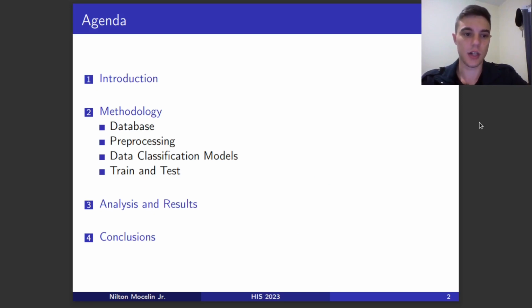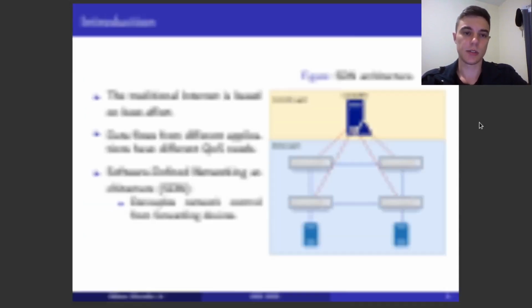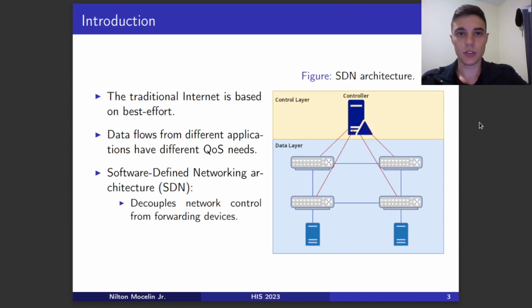So this is the agenda for this presentation. Well, the traditional internet is basically composed of interconnected autonomous systems that generally do not implement solutions that take into account the needs of the applications. So we say they deliver data with best effort only.